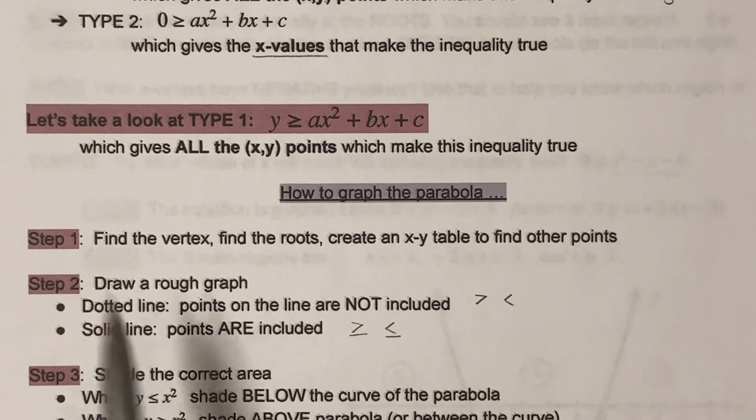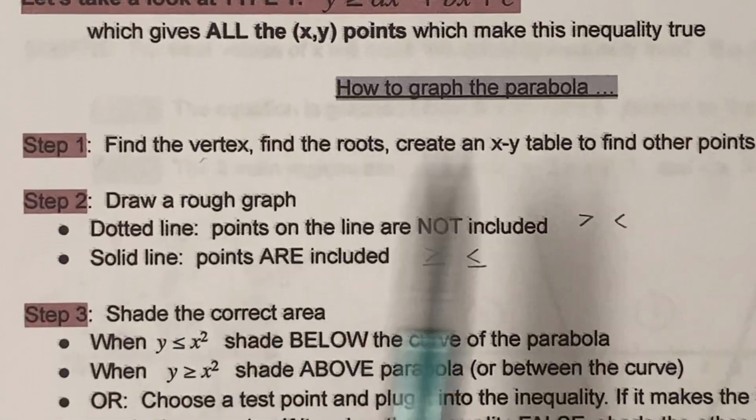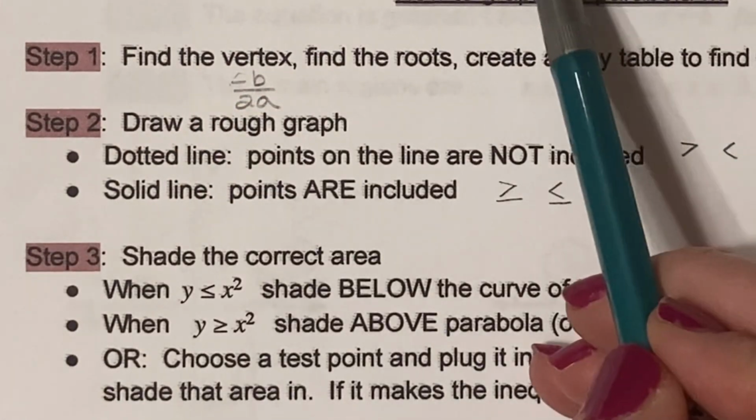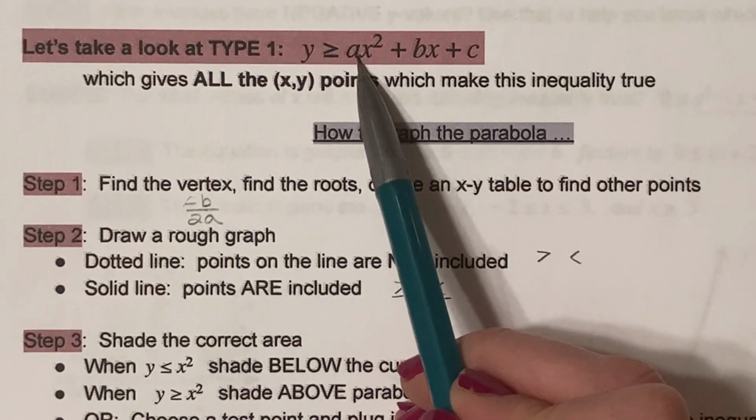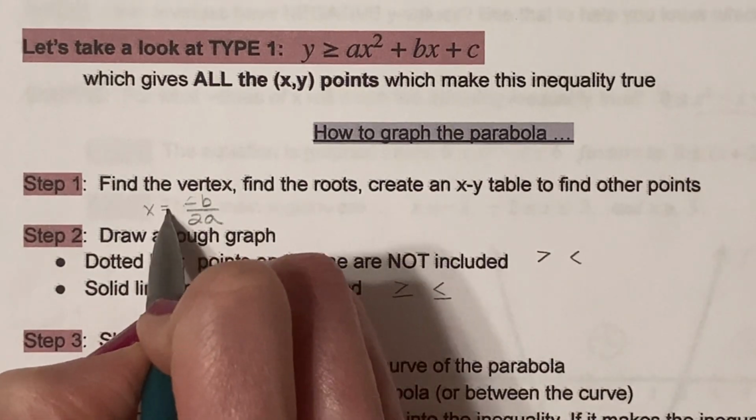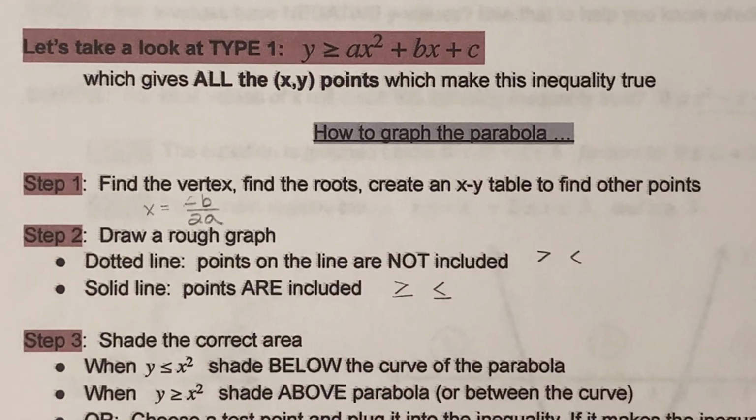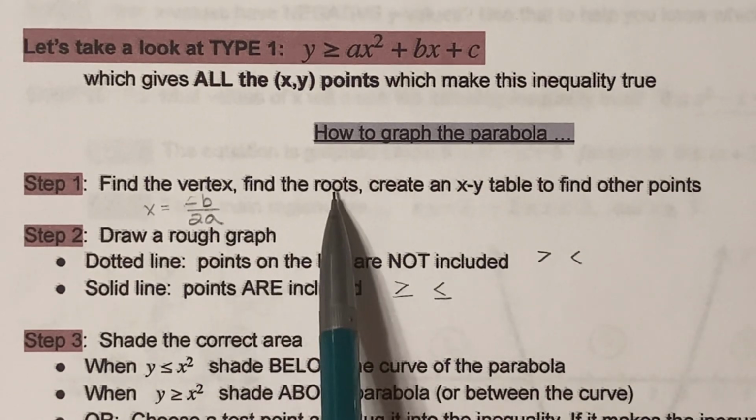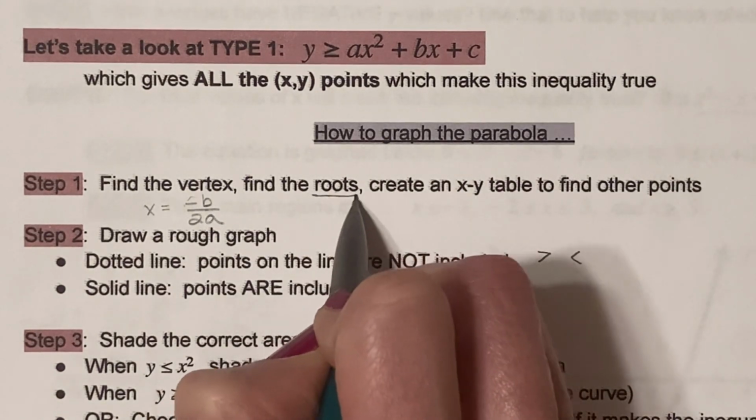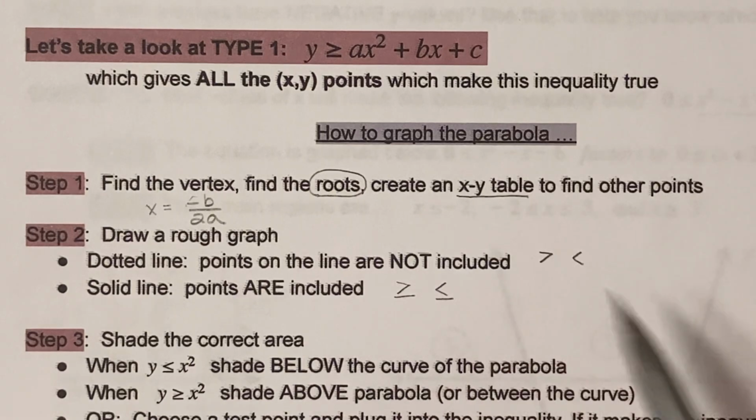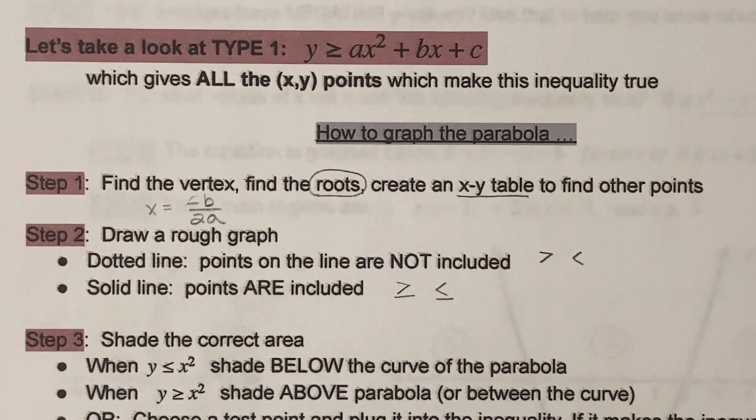Well, here are some steps. Step number 1, you're going to find the vertex, and finding the vertex is at negative b over 2a. So you take a look at your b value and your a value, and that's going to give you your x coordinate. Once you figure out your x coordinate, you can plug it back into your parabola to figure out your y coordinate. So you find your vertex, find your roots, find your solutions. This is going to be the most important thing. And then you can create an xy table to find a couple other points to give you a general idea of what your parabola looks like.